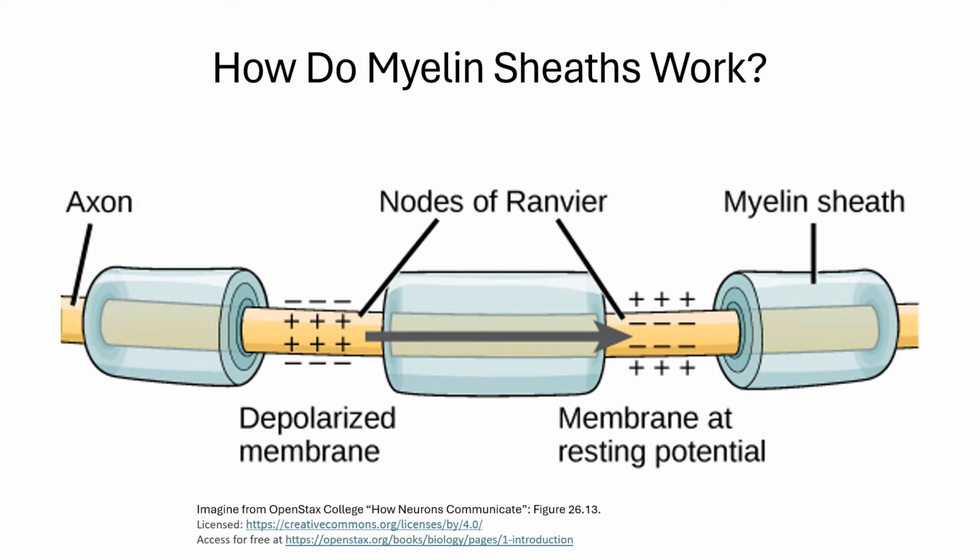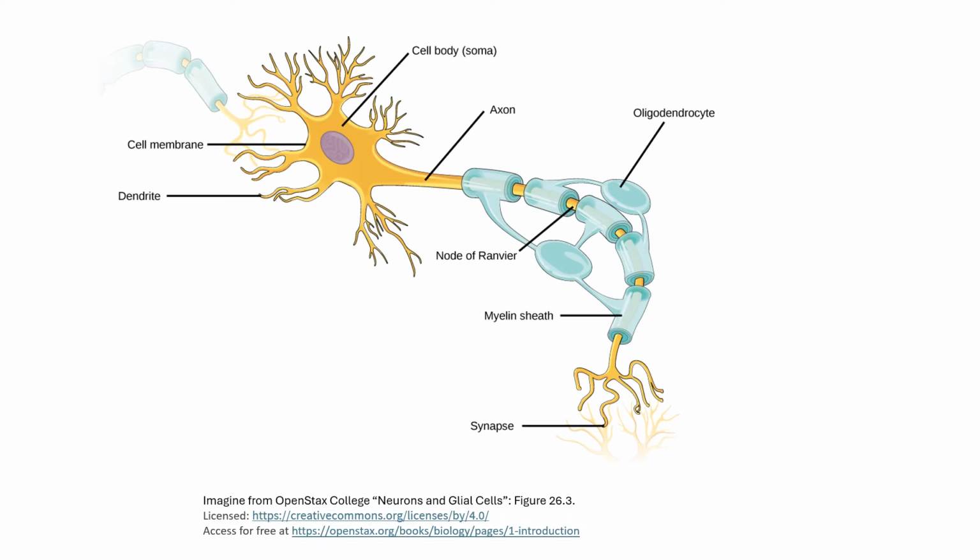In this fourth and final video of the Neuron Action Potential series, I am going to go over how myelin sheath work. Many neurons in the central and peripheral nervous system are what are called myelinated neurons. The neuron in this image is a myelinated neuron. What that means is it has multiple sections of myelin sheath that exist on its axon.